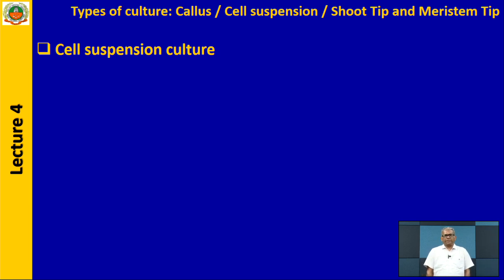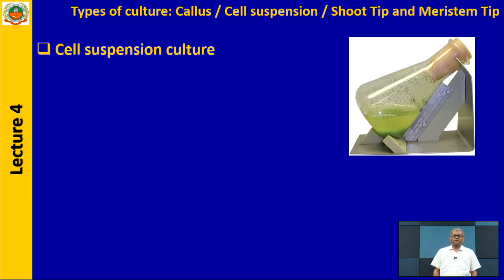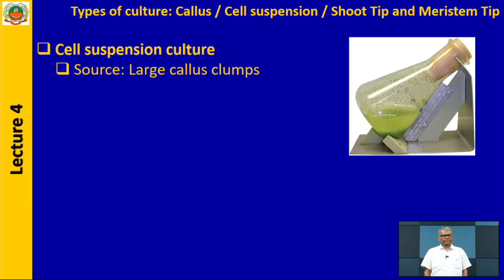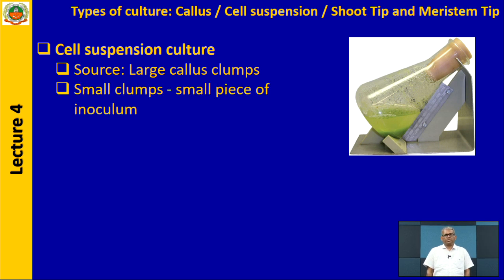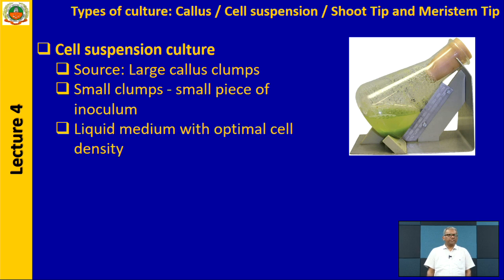So, in cell suspension culture, what we try to do is grow the cells by suspending them in a liquid medium. The starting material is always a friable callus. So, large callus clumps are taken, they are broken down into smaller chunks or smaller portions, and they are transferred to a fresh medium. And these cells are ensured to have a minimum cell density.